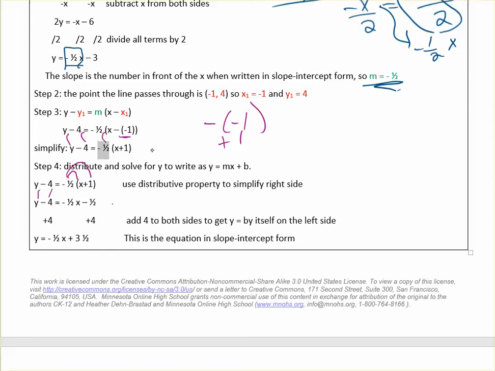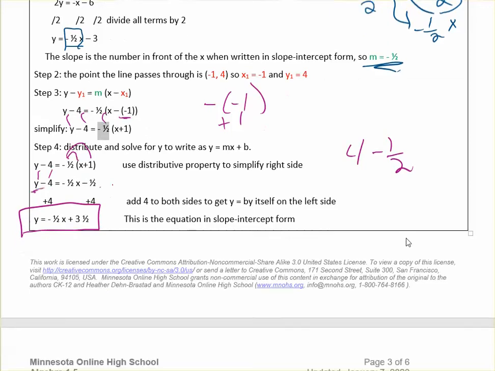Now we need to add 4 to both sides to get y by itself. So we add 4 to the negative 1/2, and that is the same as 3.5. If you take negative 1/2 plus 4, that's the same as 4 minus 1/2. If you have 4 things minus a half, that's 3.5. So now we have our equation written in slope-intercept form, and this is what your answer would be. So those are the steps you're going to follow.